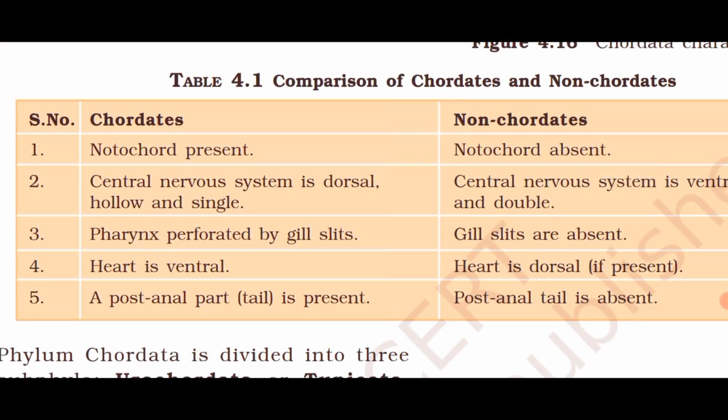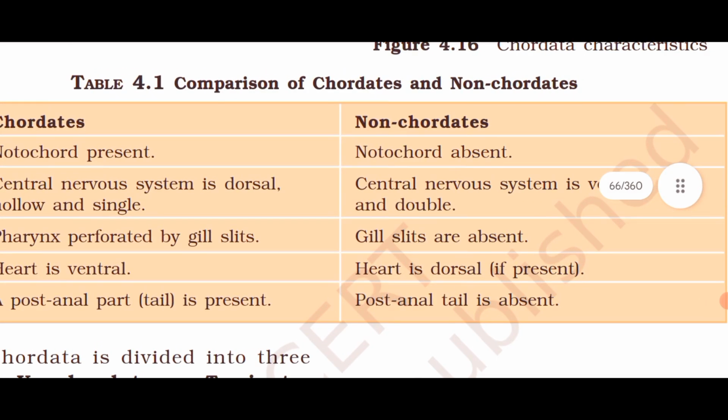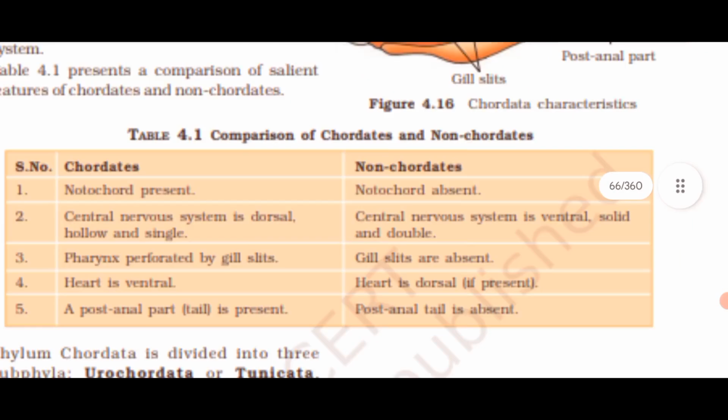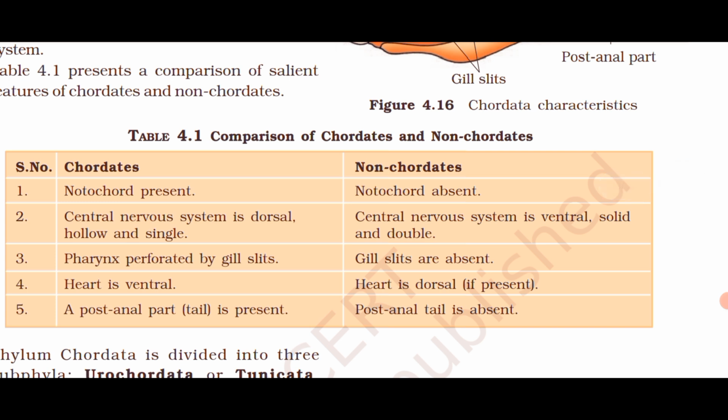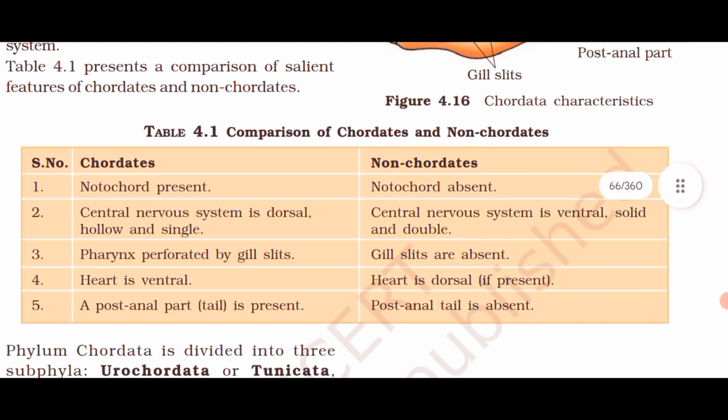Notochord present in chordates, notochord absent in non-chordates. Central nervous system is dorsal, hollow and single in chordates. Central nervous system is ventral, solid and double in non-chordates. Pharynx perforated by gill slits in chordates. Gill slits are absent in non-chordates. Heart is ventral in chordates. Heart is dorsal if present in non-chordates. A post-anal part, that is tail, is present in chordates. Post-anal tail is absent in non-chordates.